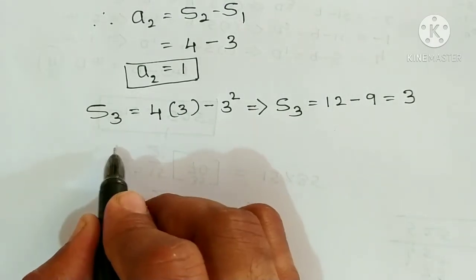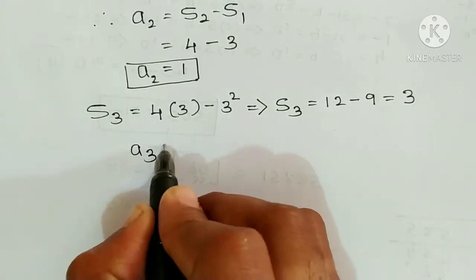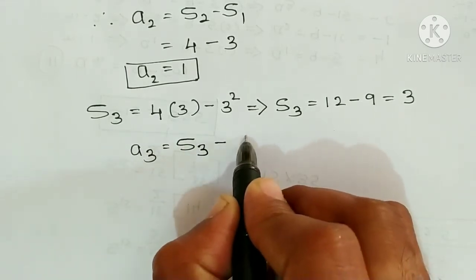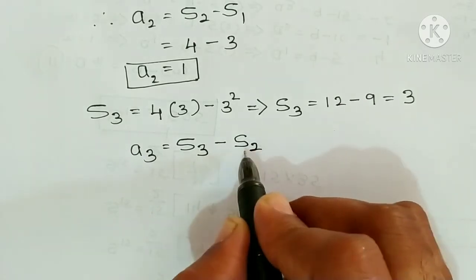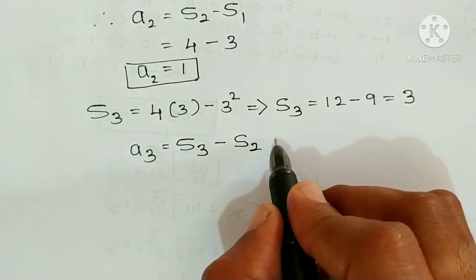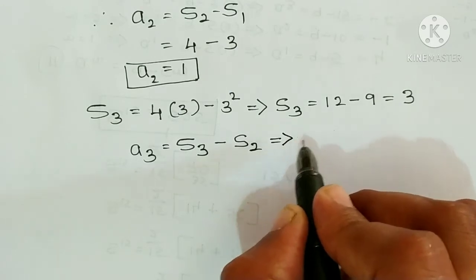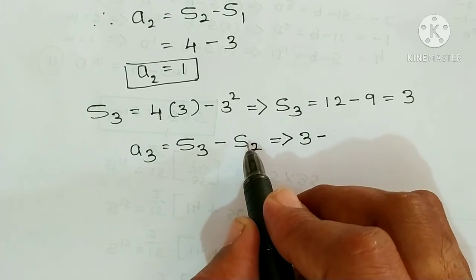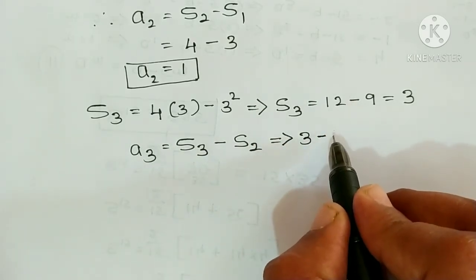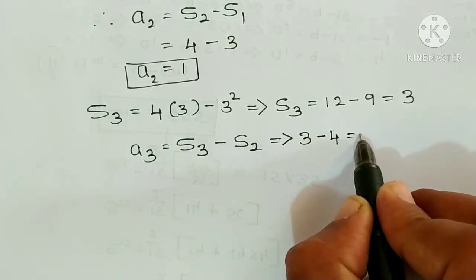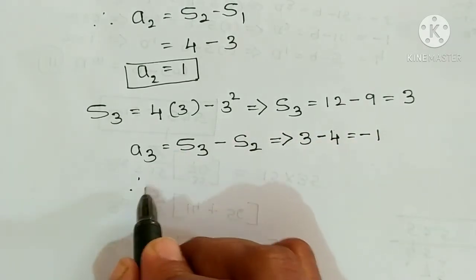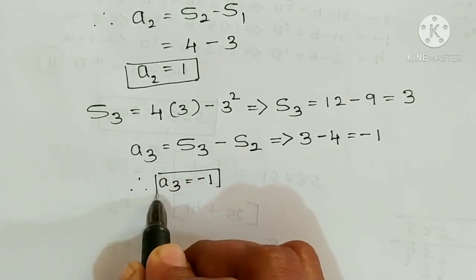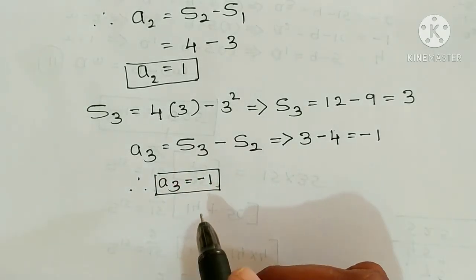To find the third term, A3 is equal to the sum of first three terms minus the sum of first two terms, that means S3 minus S2, you will get the third term. So S3 we got 3 here minus S2, which is 4. So this is equal to minus 1. Therefore the third term, that is A3, is equal to minus 1.